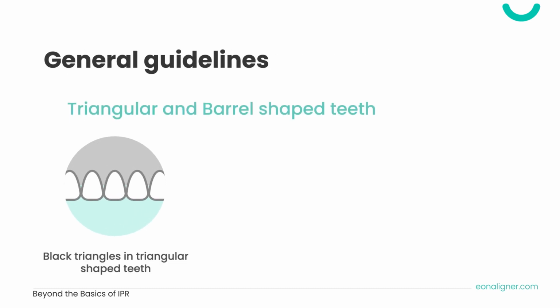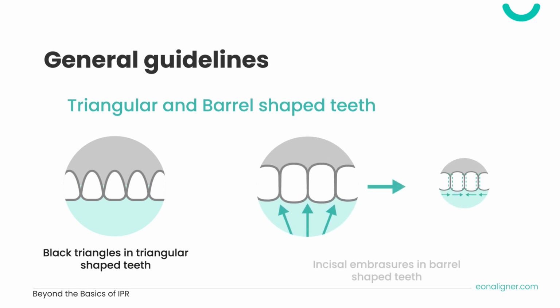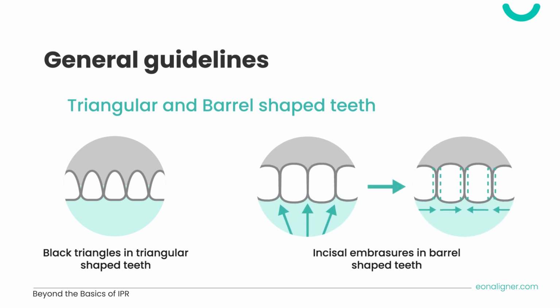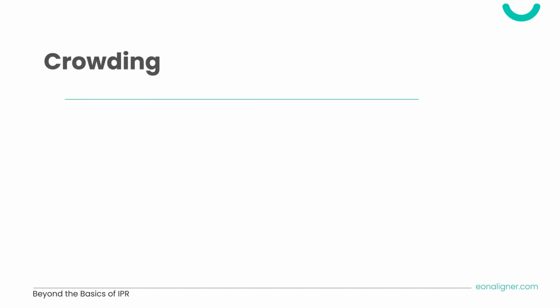Moving on, IPR is favorable in triangular and barrel-shaped teeth. Doing IPR in triangular and barrel-shaped teeth, as shown in the figures, will eliminate the black triangles and incisal embrasures respectively, which gives a better aesthetic appearance. Now we'll focus on the most common reason for performing IPR, which is resolving crowding.